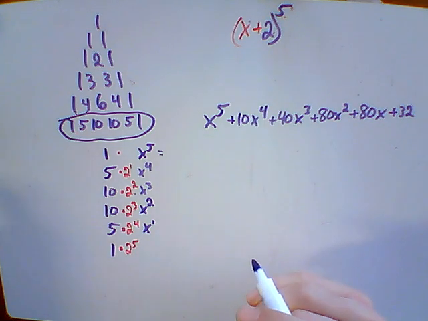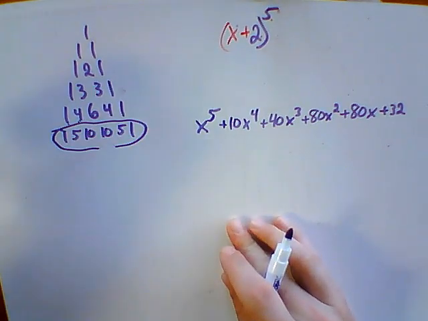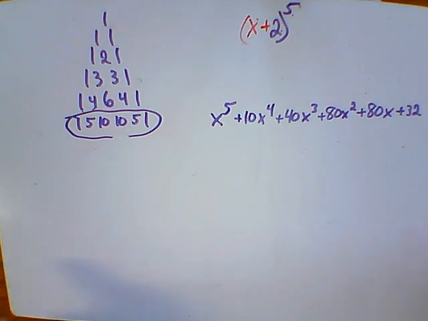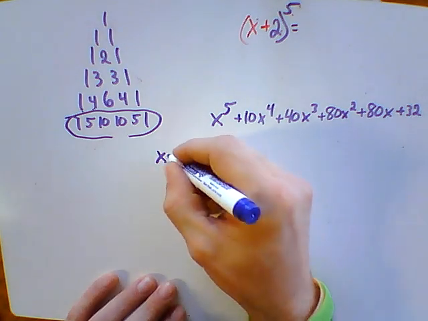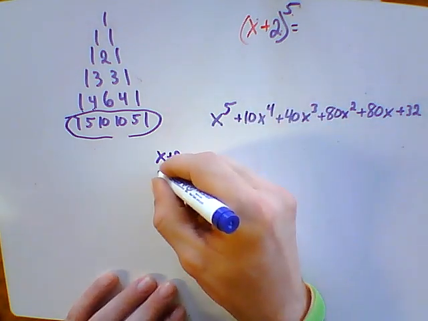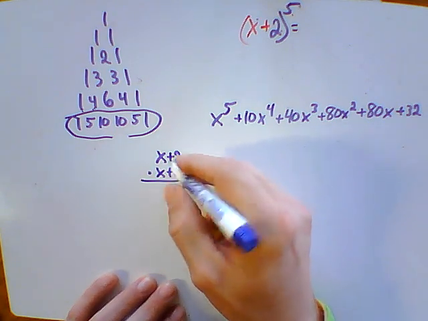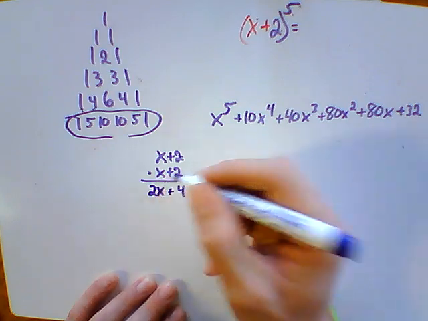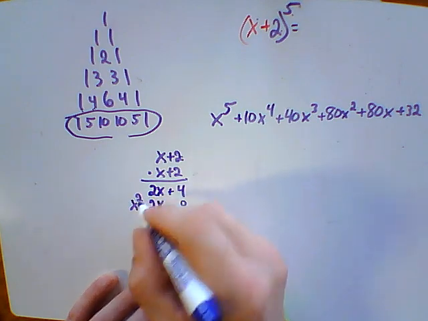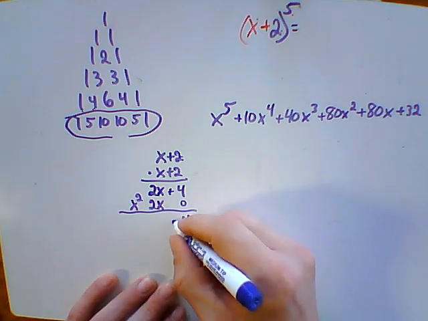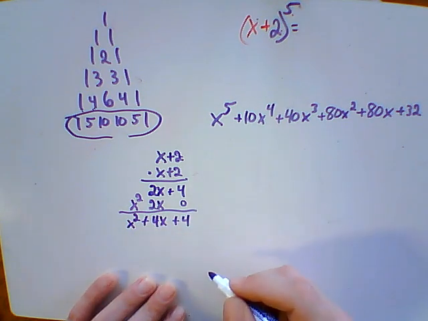Now, if you don't believe me, and you want to say, wait a minute, why is he doing that? If I didn't have this, if I just had that and I tried multiplying it out, I'm going to stack and multiply this time so my terms line up. I have x plus 2 times x plus 2. 2 times 2 is 4. 2 times x is 2x. 0. X times x is x squared. And I have 4 plus 4x plus x squared.